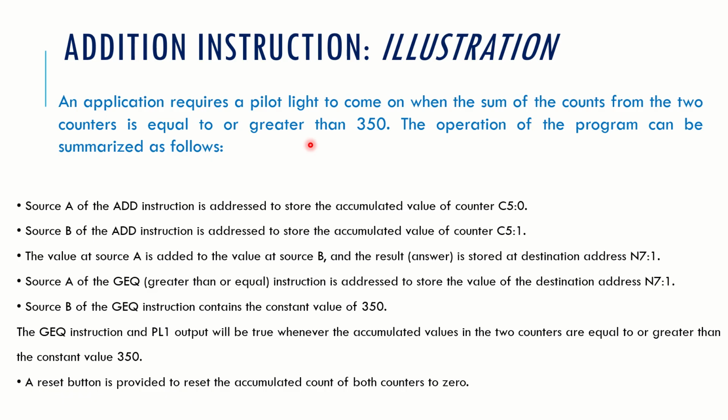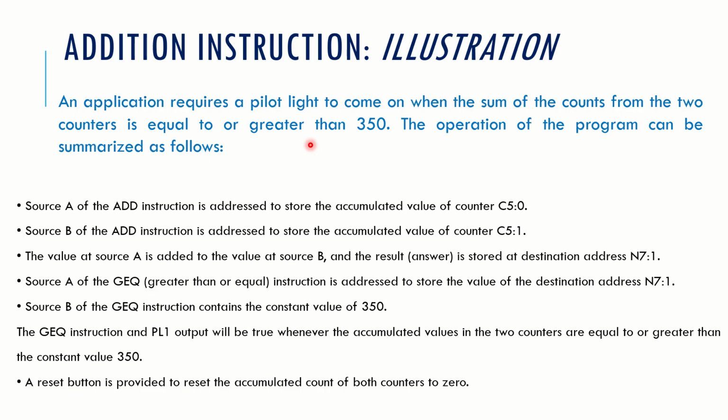Now you should start thinking in this manner: since there are two counters, we need two different addresses where we can store the accumulated value of the count. Then we need to add them, and the result of the addition has to be stored in a different destination. The contents of that destination then have to be compared with the value of 350. This 350 cannot lie virtually, it has to be stored somewhere also. So these are the things that you should remember.